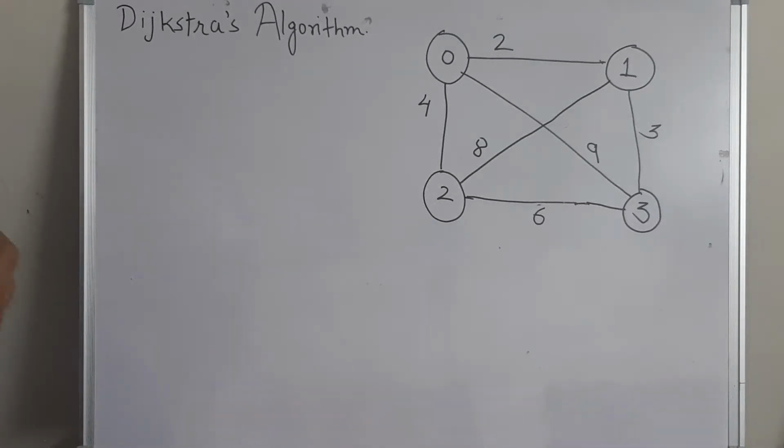So hi, we will study about Dijkstra algorithm. Dijkstra algorithm is used to calculate the minimum or the shortest path between the source vertex and the destination vertex. So let us take an example of this graph.